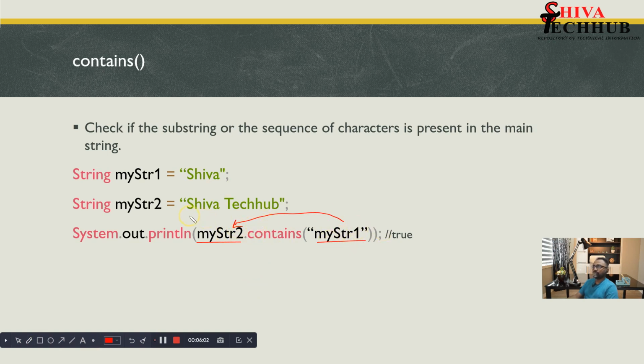So if we consider mystr2 as "Shiva space takeup", and mystr1 is nothing but "Shiva", then in "Shiva space takeup", Shiva is already present. So it will return true or zero. Okay, so that is how contains works.